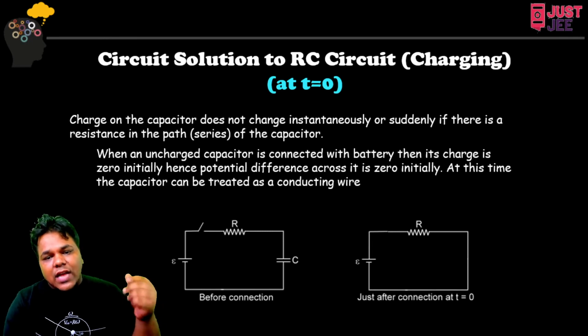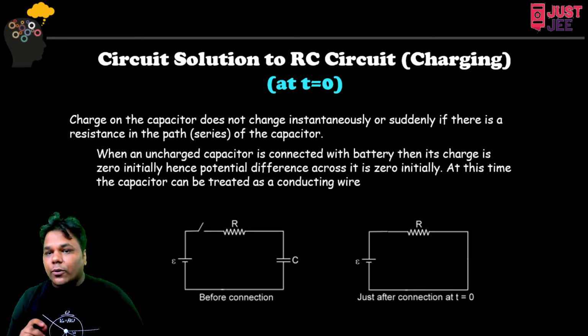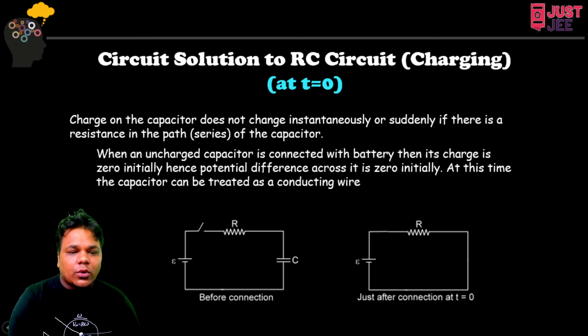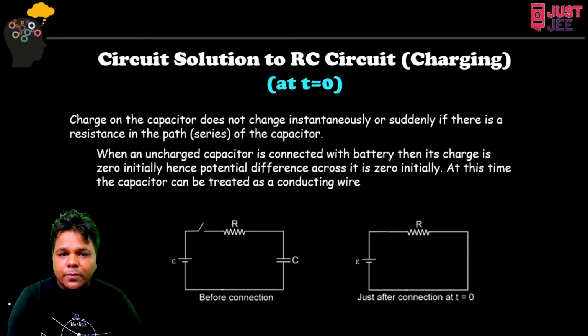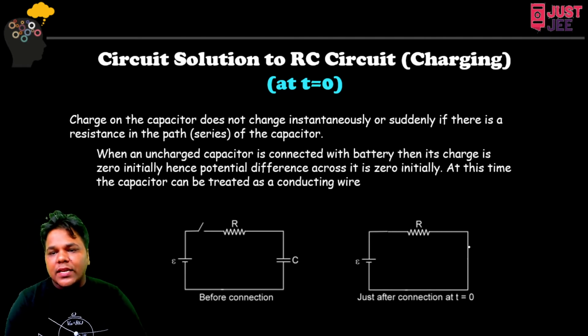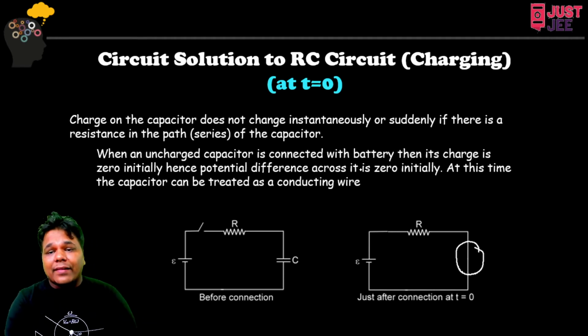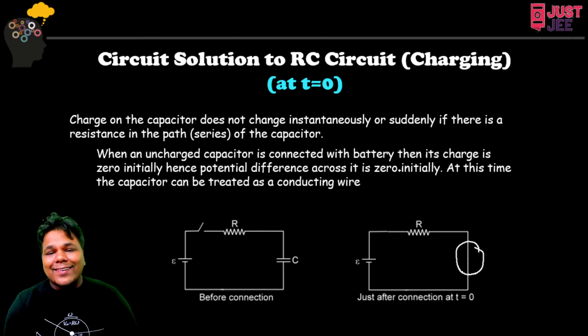So the charge on the capacitor will increase gradually. At t equal to 0, that means just after closing the switch, because the charge on the capacitor is 0, can we say the voltage on the capacitor is also 0, right? If the voltage on the capacitor is 0, we can treat the capacitor like a conducting wire. When an uncharged capacitor is connected with a battery, its charge is 0 initially, hence the potential difference across it is 0 initially. At this time, this capacitor can be treated as a conducting wire.